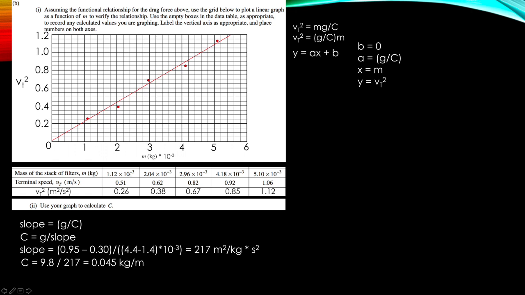We have the values of m already given to us, and they've put that on the x-axis here. I just added the times 10 to the negative third to make it easier for us, because we can just look for 1.12 and just plot all these points. 1.12 is right there, and at that point vt squared is 0.26, and you just do the same thing for all the other points. And then they ask us for a linear relationship, so we can just draw this best fit line. You just want it to follow the general trend.